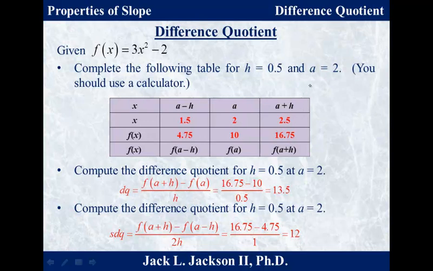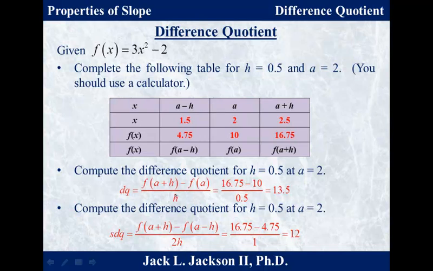I did 3 times 2.5. Well, I could do these in my head. Add 0.5, got 2.5, subtract 0.5 is 1.5. And to save time, I did it on the calculator. 3 times 1.5 squared minus 2 is 4.75. 3 times 2.5 squared minus 2 is 16.75. So now I have my points.